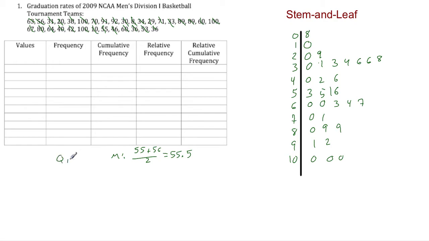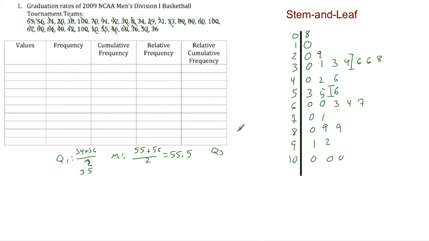Now there's 16 in the bottom half here. So Q1 is going to be the 8th value. So 1, 2, 3, 4, 5, 6, 7, 8. Make sure that I make these differently. And so that's between 34 and 36. The average of 34 and 36 is going to be 35.